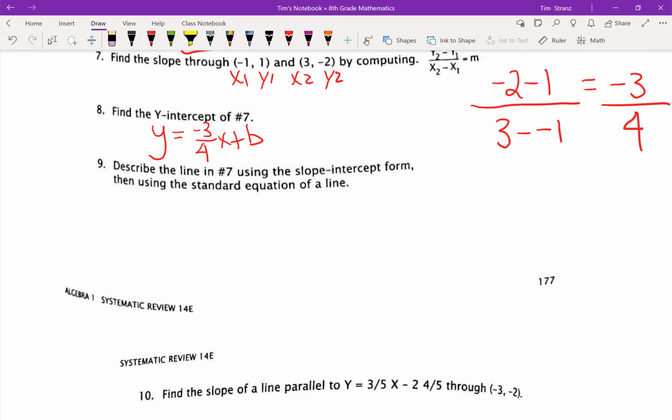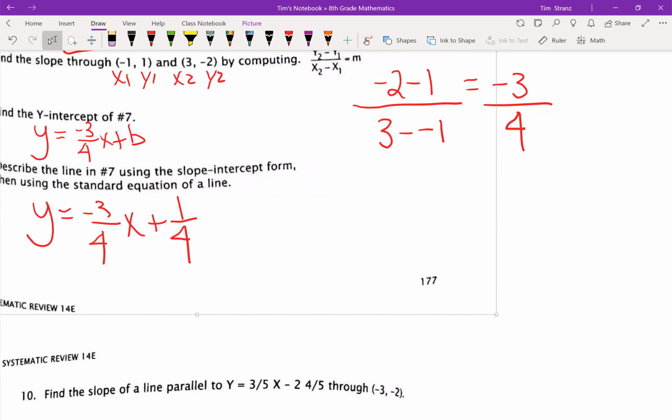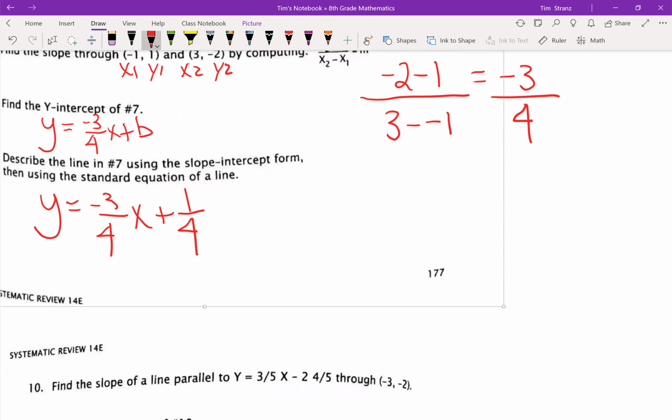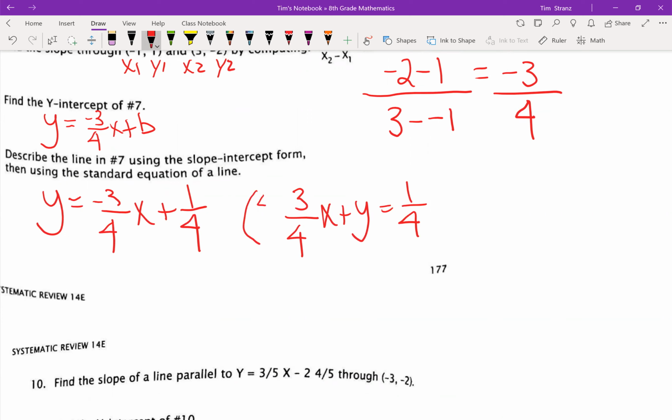Now I need to write my equation in slope-intercept form. So that's going to be y equals negative 3/4 x plus 1/4. Standard form, you need to get ax plus by equals c. So if I move my 3/4 over, it becomes 3/4 x plus y equals 1/4. I cannot have fractions though, so I'm going to multiply everything by 4.